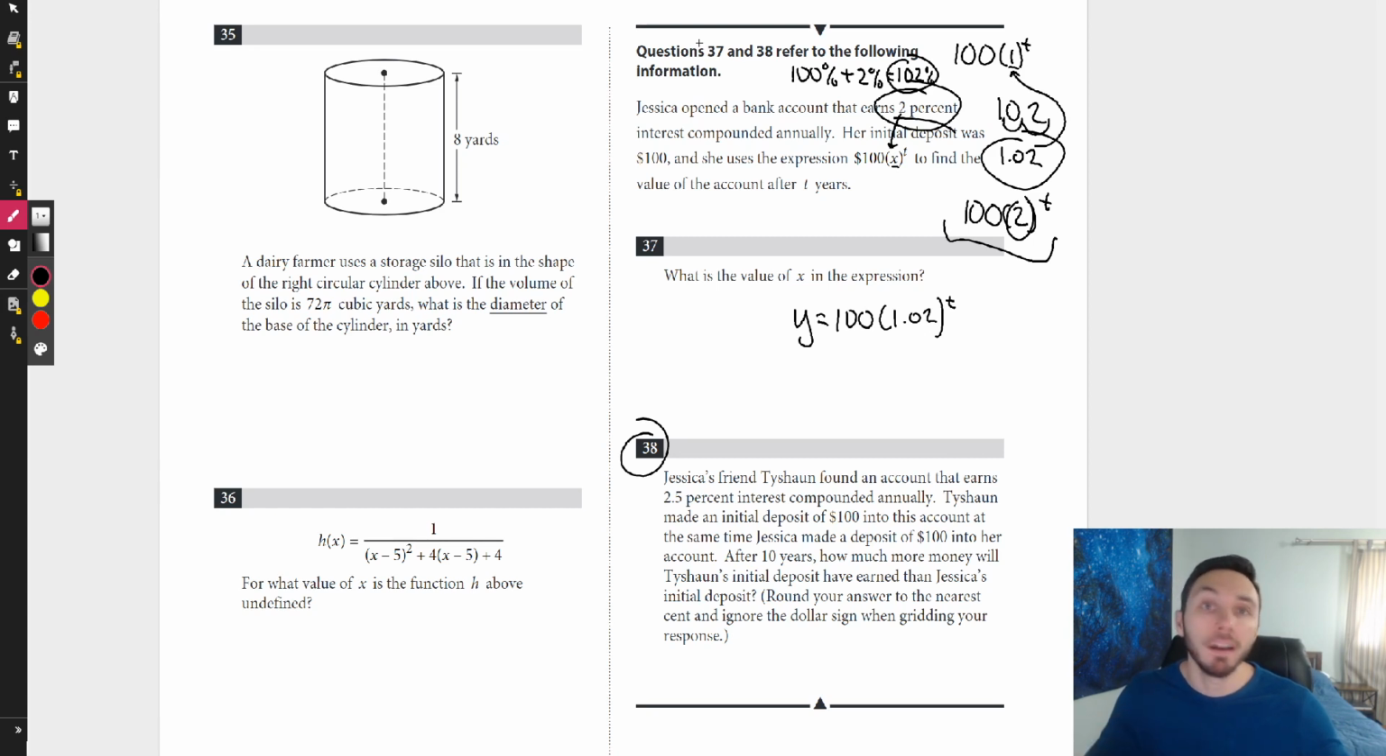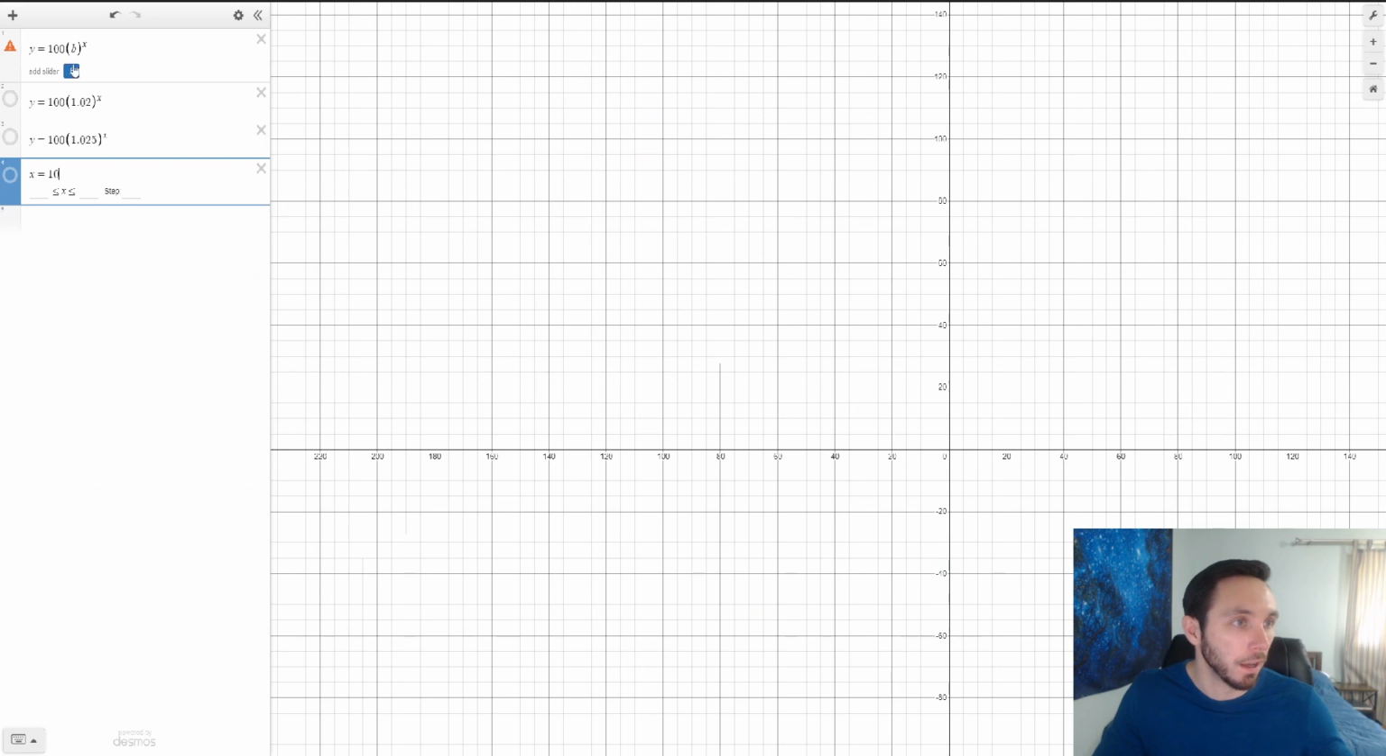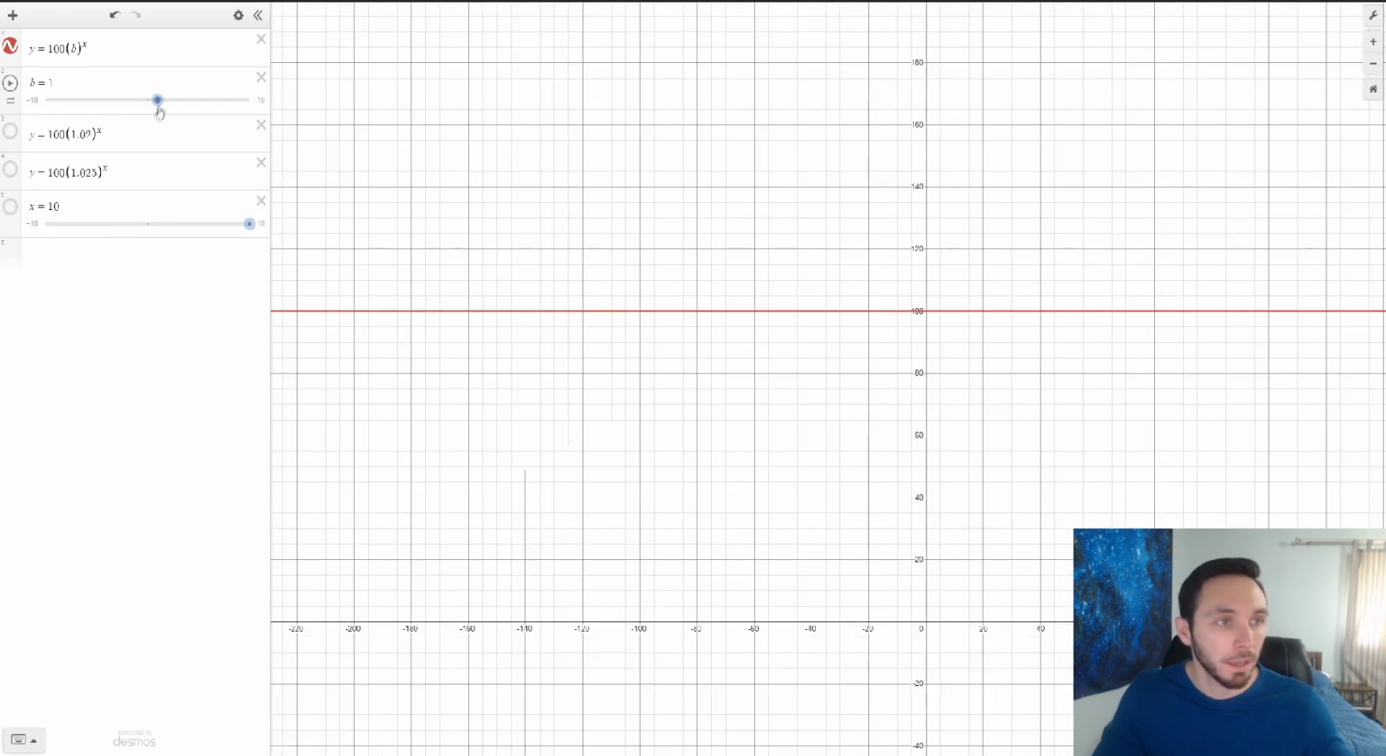So if I wanted a 5% increase, I would have 100 times 1.05 to the power of t, and so on and so forth. I don't need that there though, so get out of here. All right, looking at the graph, this is what we're dealing with. I can add a slider, which is kind of cool. And hopefully you guys just know the basics behind exponential graphing.